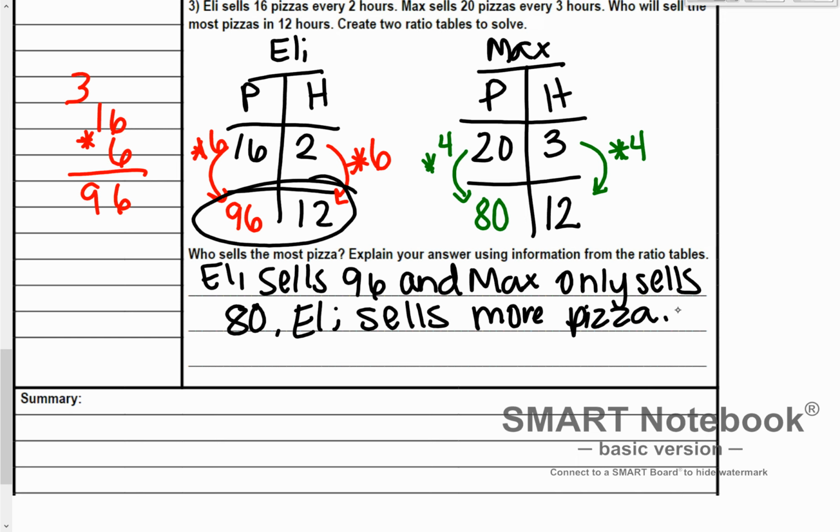Make sure in that explanation we just have numbers from our table. That is how we explain things in math, is by using those numbers.